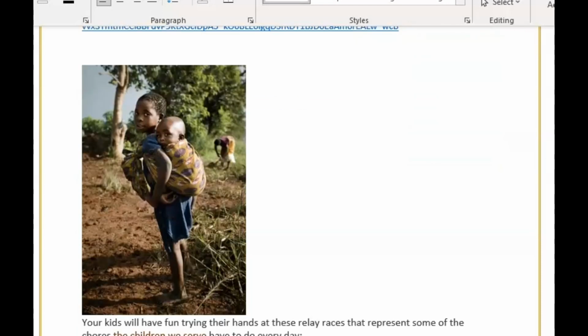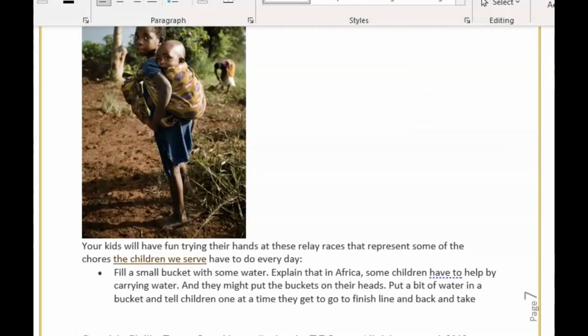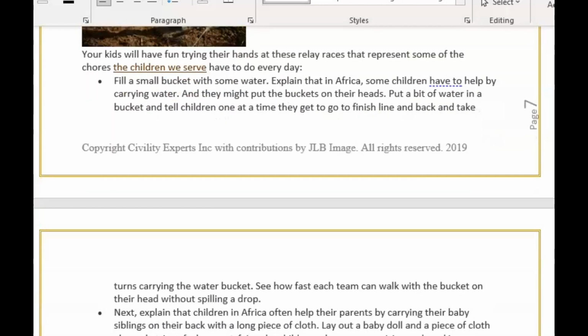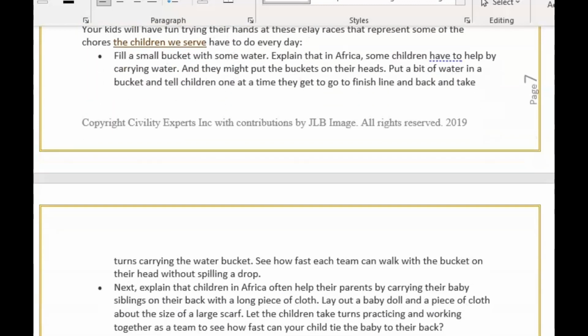We mark a finish line. The kids are going to try things like, for example, a small bucket of water, and we'll explain to them that in Africa, some children help by carrying water, and they might put the buckets on their head. So we can tell children one at a time, let's honor this African tradition, and they have to, in their relay teams, put a small bucket of water, partly full, we don't want the kids to get soaked, of course, on their heads, and let them use their hands and cheat a little bit.